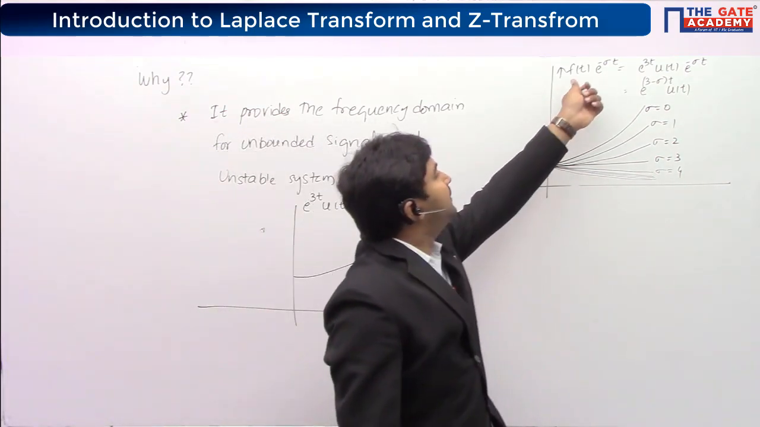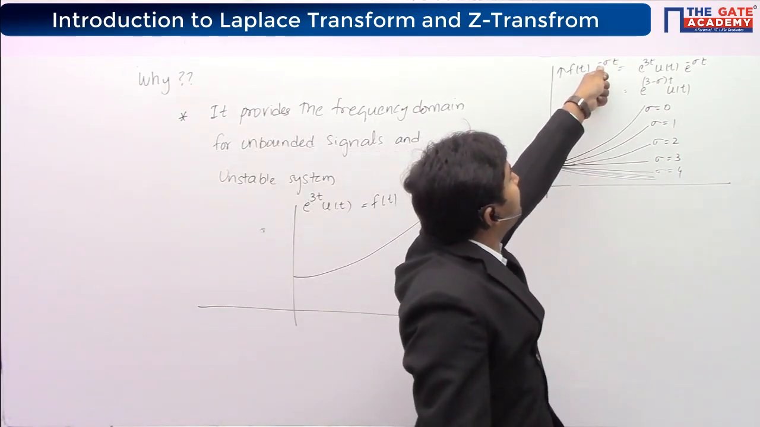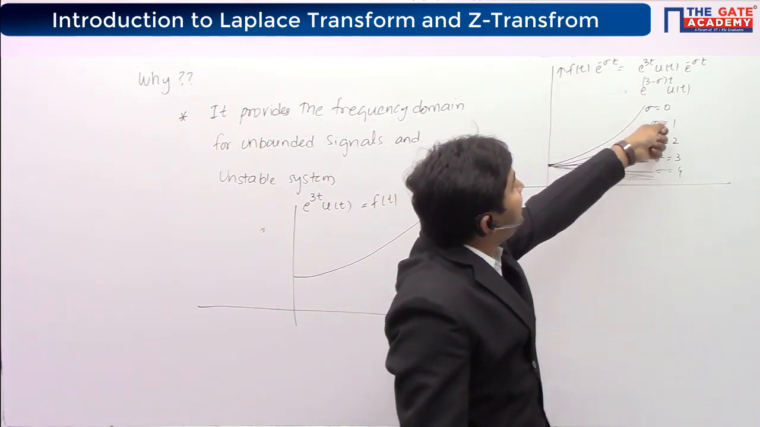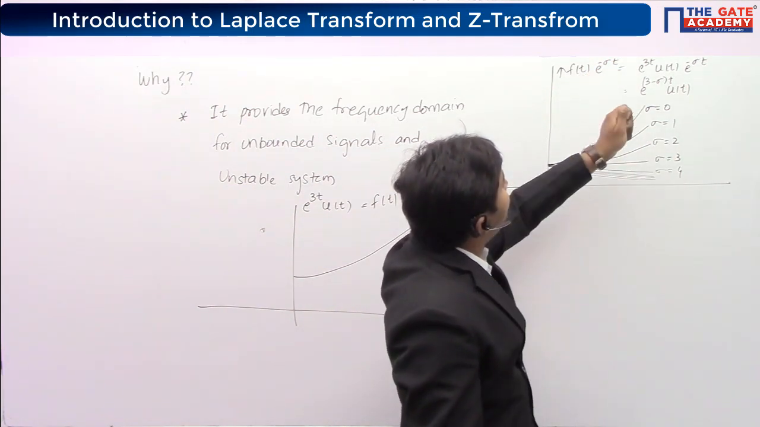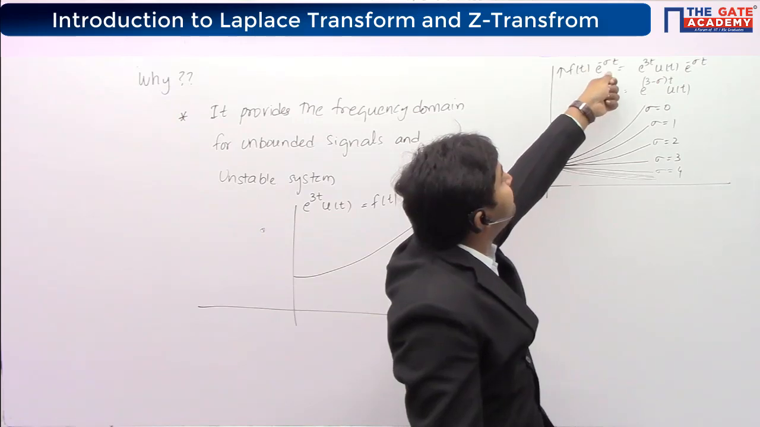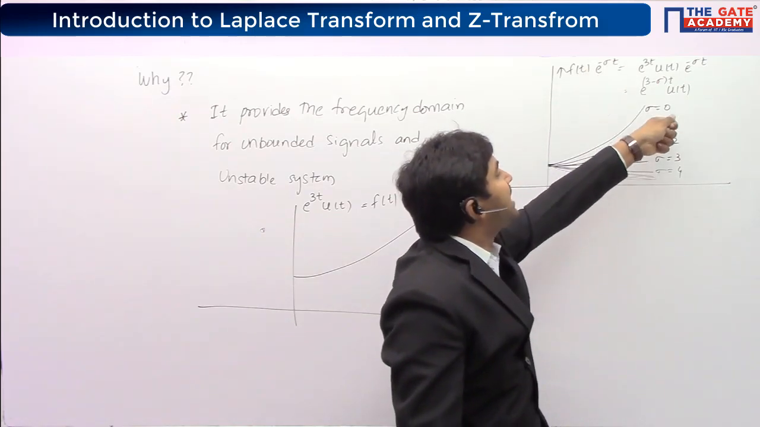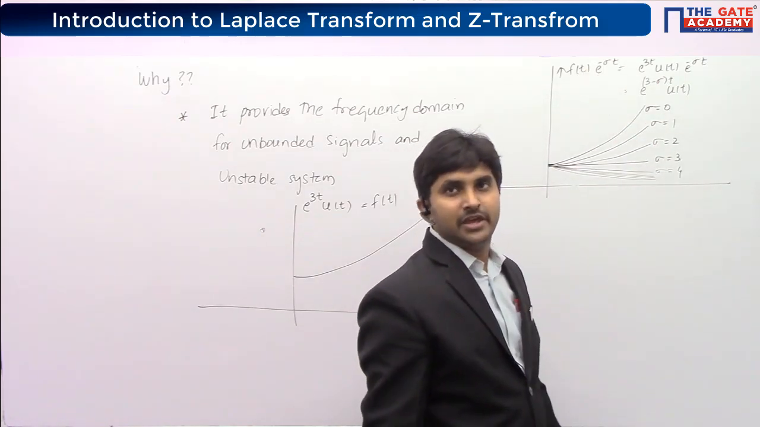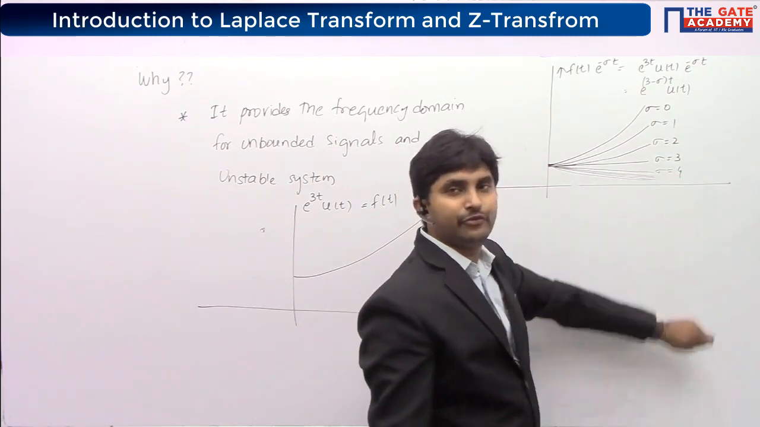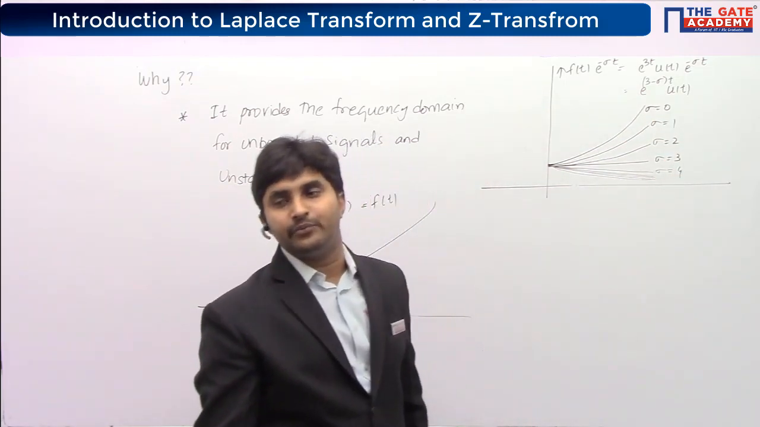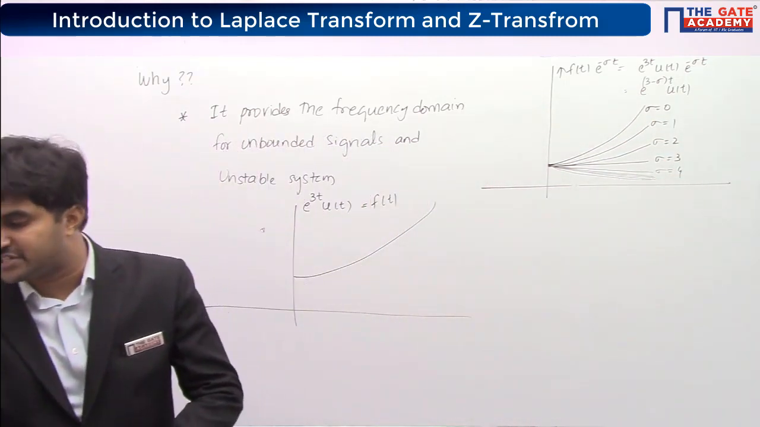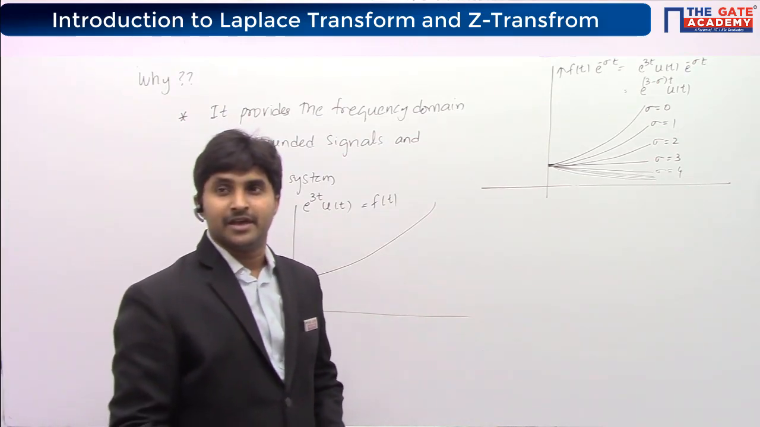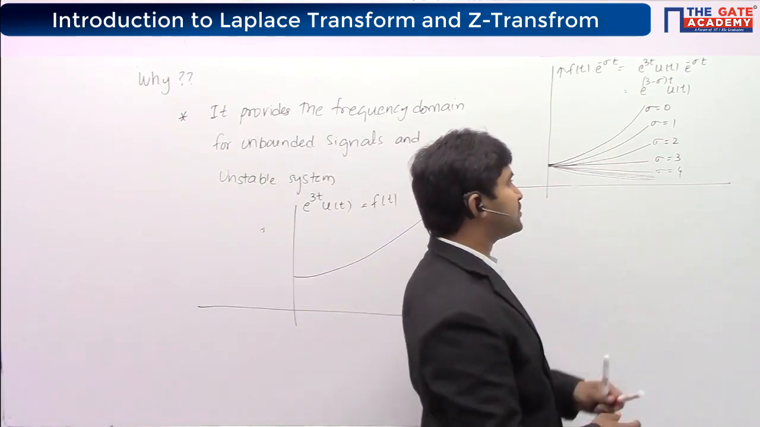So after multiplying with e power sigma t, and varying the different values of sigma, I again wanted to see in which cases I can apply the Fourier transform. In which of the following cases can I apply the Fourier transform? Obviously, we cannot apply the Fourier transform for sigma equal to 0, can I?